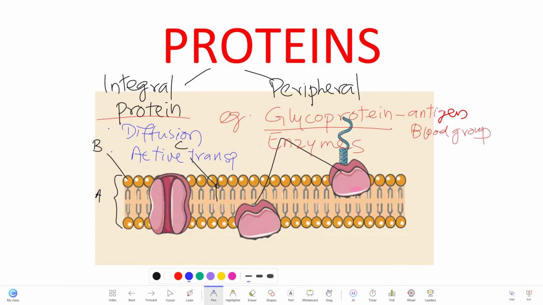So let's summarize cell membrane. What is cell membrane made up of? Phospholipid, protein, and cholesterol. And what's the function of cholesterol? Keep phospholipids together. Okay. What are two kinds of protein? Integral and peripheral. And what's the function of peripheral protein? Some, like glycoprotein, act as antigens and some function as enzymes. Okay, integral protein, what's the function? Yeah, diffusion and active transport. Good? Okay.